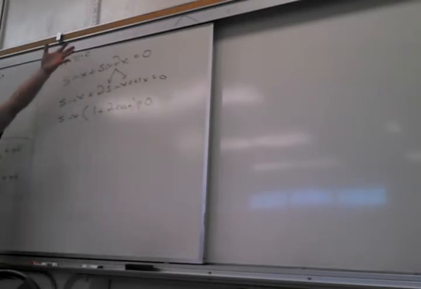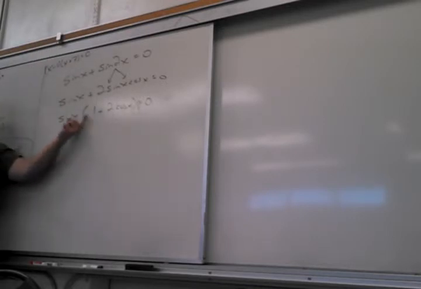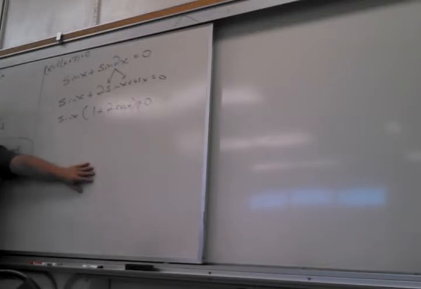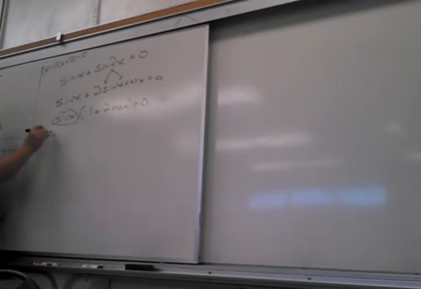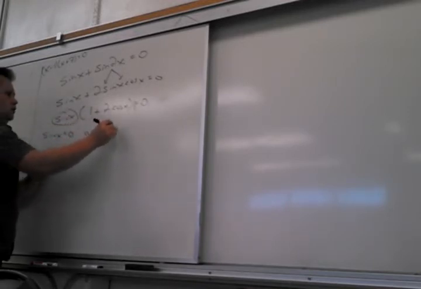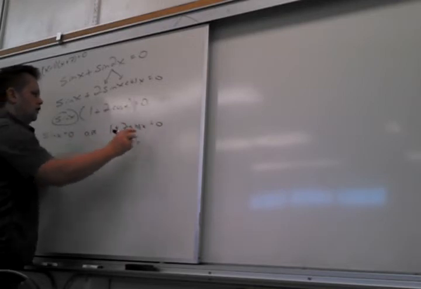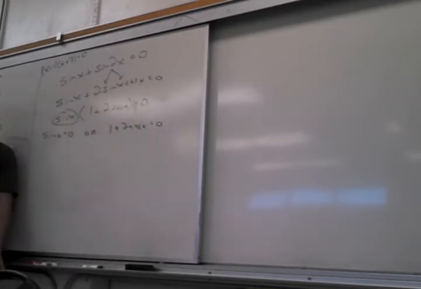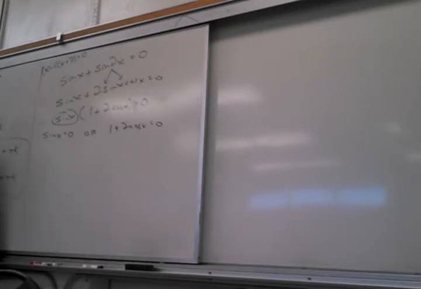You set each one of them equal to 0. Trig functions are variables. They're things I don't know. They act just like x or y or whatever you want to call them. So I'm going to set this factor equal to 0, or 1 plus 2 cosine x equals 0. If either one of these is true, then this equation is true, correct? Those are the only two ways that equation could be true. If neither of them is 0, there's no way that equation is true.